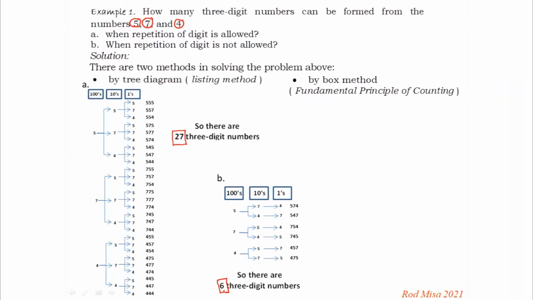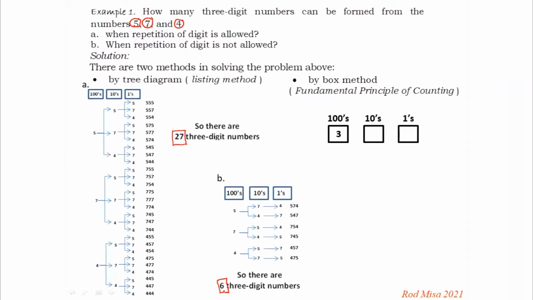Now let's proceed to our second method of solving this problem. So we will answer the first question, when repetition is allowed. Here I will make 3 boxes: one for the hundreds place, the second for the tens place, and the last for the ones place. Looking at the 3 numbers we can choose from, we can place 5, 7, or 4 in the hundreds place. So we can choose any of the 3 numbers in the hundreds place.